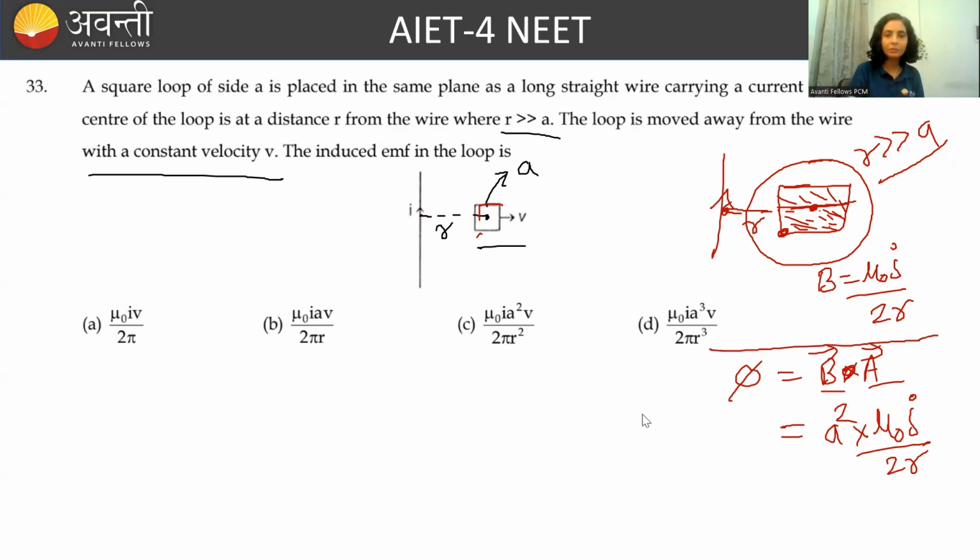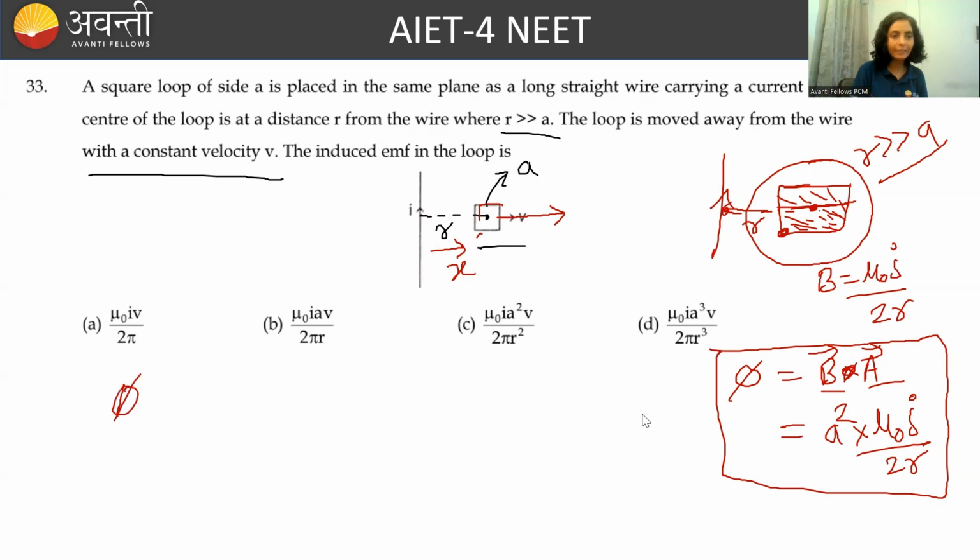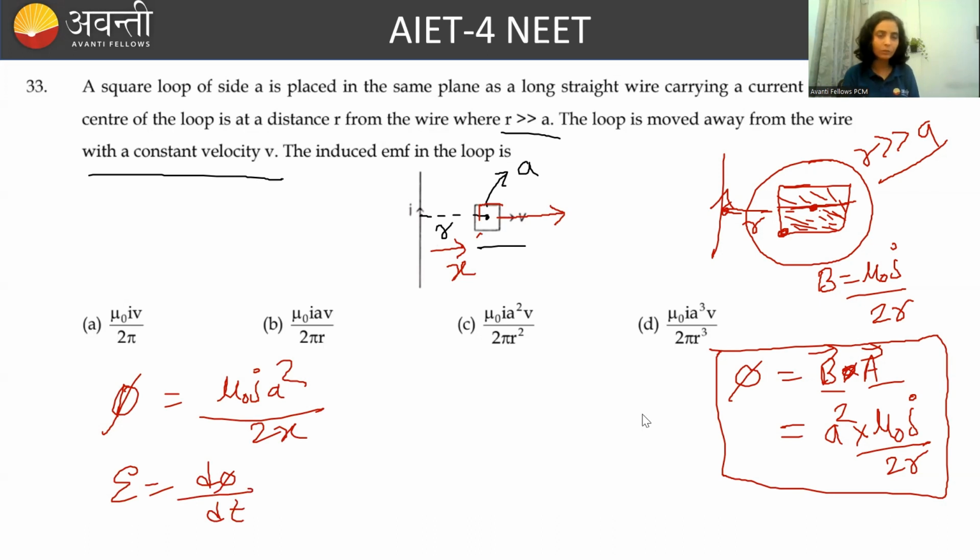Now the loop is moved away from the wire with a constant velocity v. What is the induced EMF in the loop? Initially the flux through the loop is this. Now if it starts moving like this, what will happen? R will change, and R will keep on changing. So suppose at any time t, this value of R is x. So R will get replaced by x. So the magnetic flux at any time t will be mu naught I A square by 2x. The EMF induced is minus d phi by dt, where the minus sign talks about the direction, but let's calculate the magnitude.